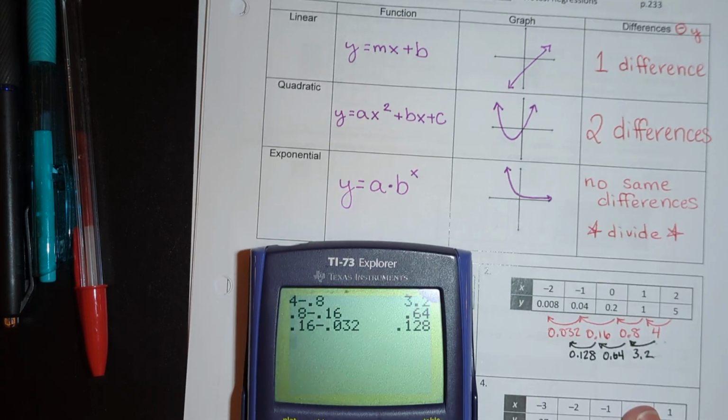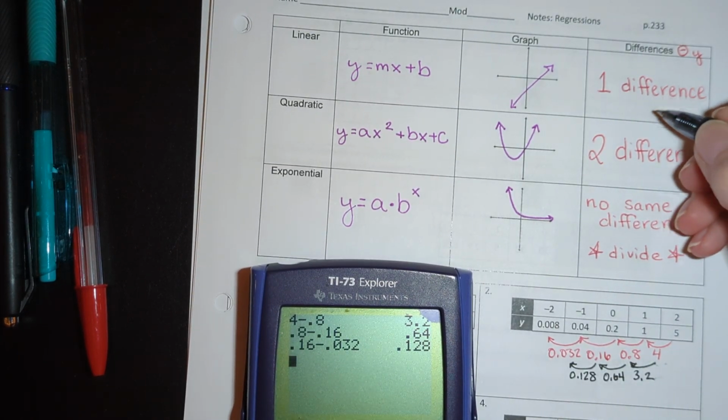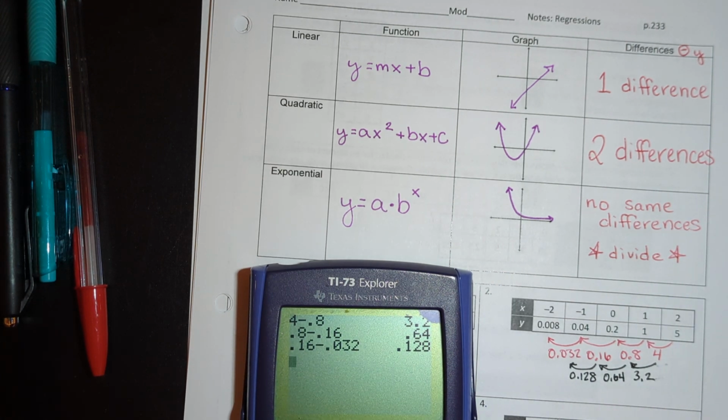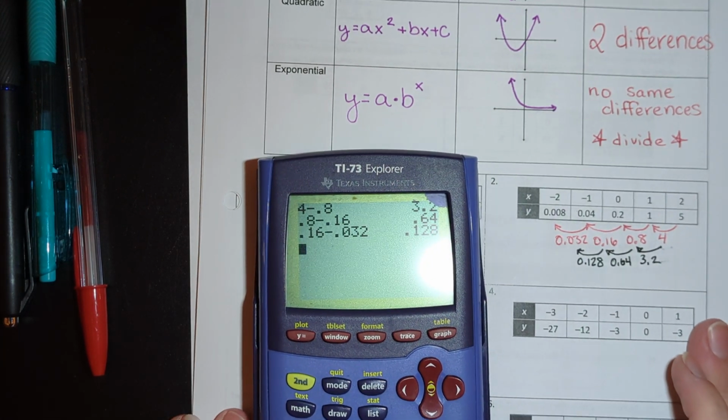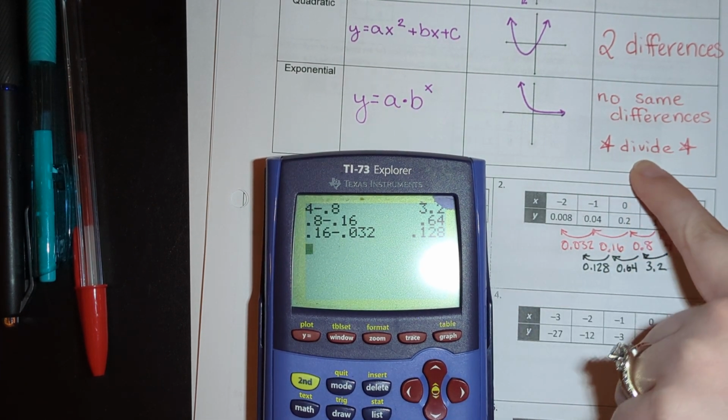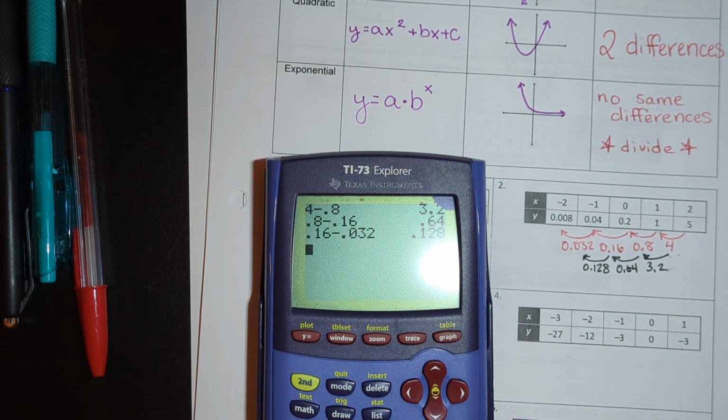So let's see. Is it linear? No. Is it quadratic? No. Is it exponential? Yes. Okay, maybe. It might be exponential. Now, what did Miss Howell put in stars right there? Divide. Well, guess what you gotta do? Divide. So what you're gonna do is divide the y numbers, go to the last one, and then divide it by the next one.